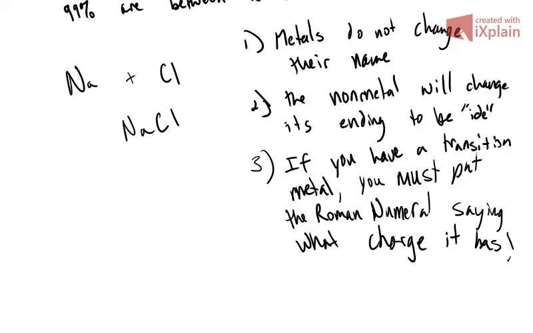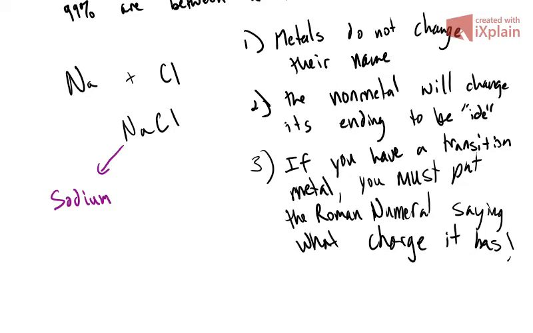Okay, in our case, we do not have a transition metal. So our name here, the metals, does not change. So it's just sodium. Okay, so we have sodium, and then rule number 2, the non-metal will change its ending to be "-ide". Okay, I-D-E. Ooh, I'm dyslexic too. The non-metal will change its ending to be I-D-E.